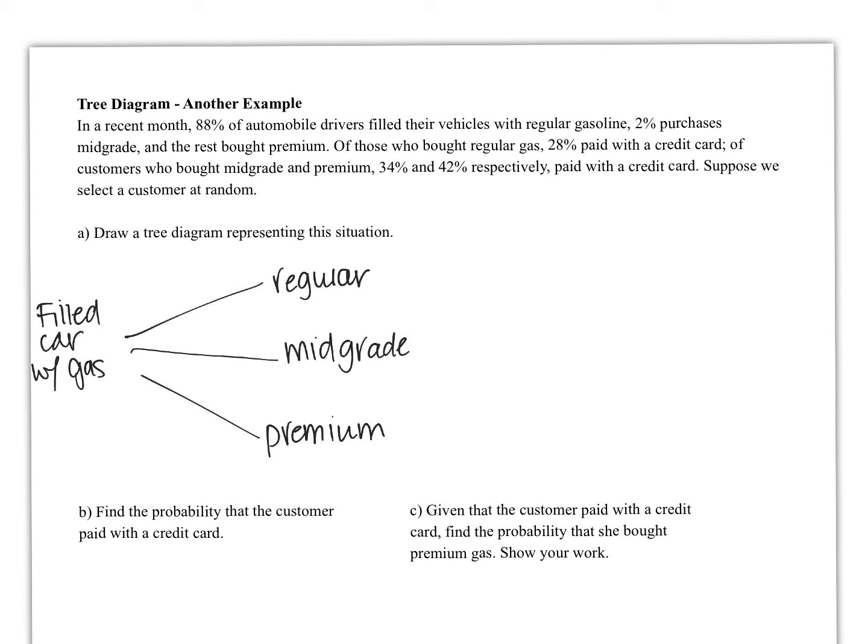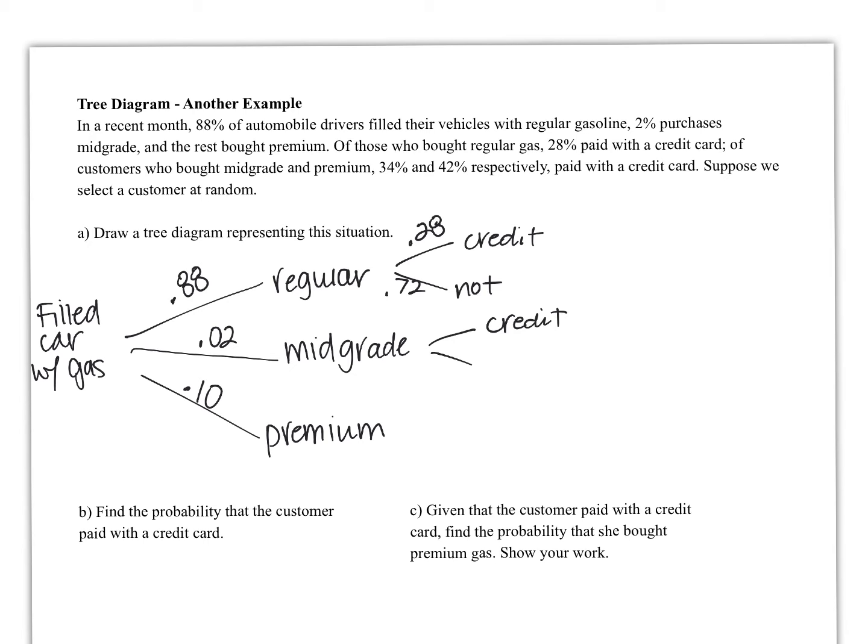So we know 88% bought regular, 2% bought mid-grade, and the rest were premium. So regular and mid-grade get us to 90%, and the rest have to add to 100, so 0.10. Okay. For each type of gasoline, we either have that they used a credit card or not. So if you bought regular gas, 28% paid with a credit card, which means 72 did not.